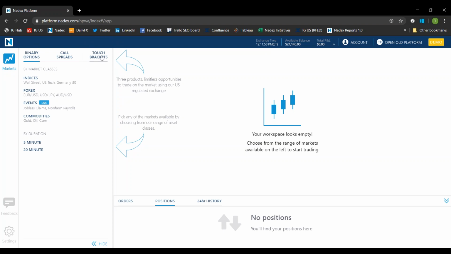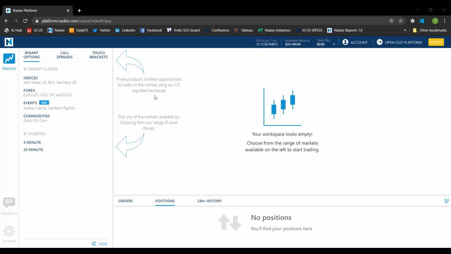Now, we're going to be changing the name to knockouts because that's what everyone knows them as. I'm going to call them knockouts throughout this session. It currently says touch brackets on our platform. That will change. But when I say knockouts, knockouts and touch brackets are the same thing. It's just a different name. That's the only difference. And you'll understand why I think knockouts makes a lot more sense when I describe these products, if you haven't heard of knockouts or touch brackets before.